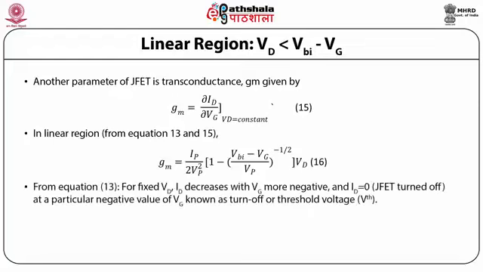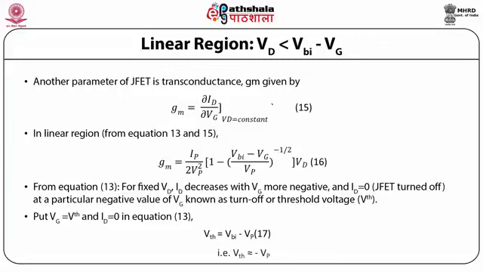So for fixed VD, ID decreases with VG more negative, and at ID equal to 0, the JFET is turned off at a particular negative value of VG, known as the turn-off or threshold voltage. So now if we put VG equal to VTH and ID equal to 0 in equation 13, we get VTH equal to VPI minus VP, that is, VTH equal to minus VP.